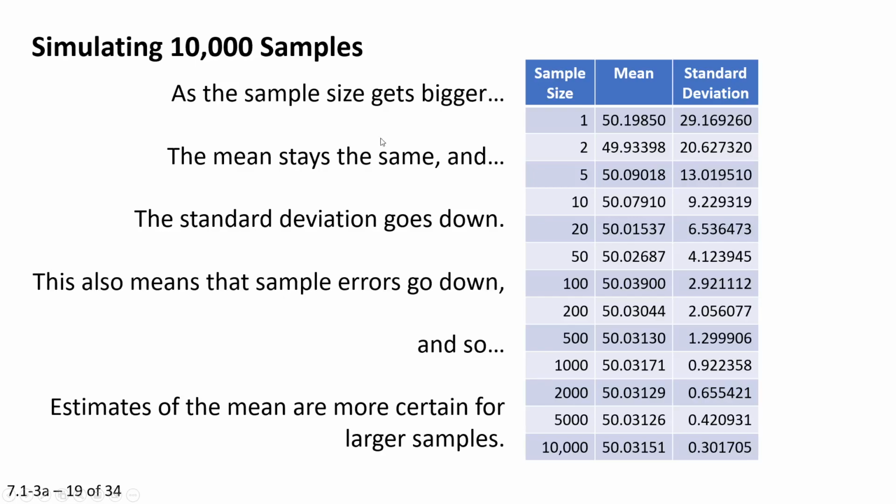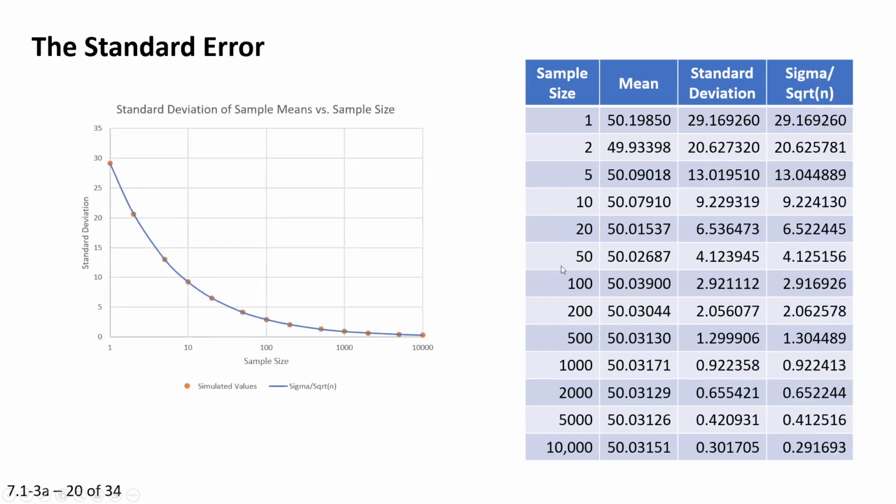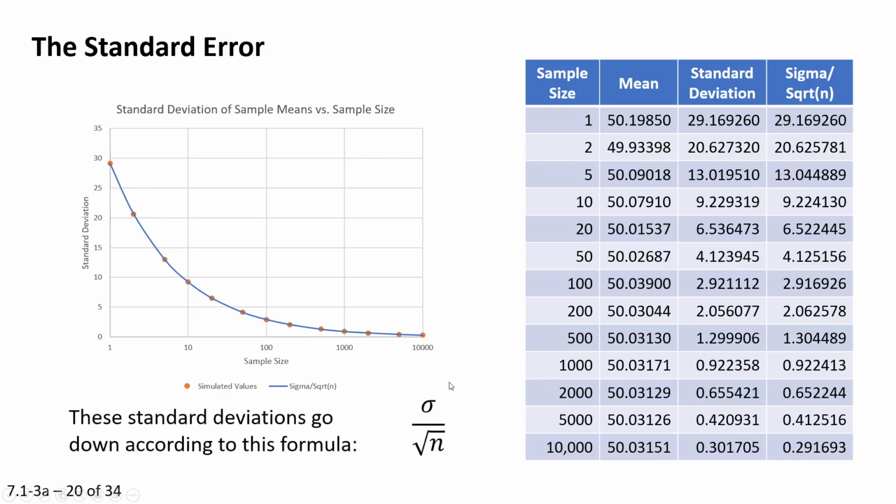So as sample size gets bigger, the mean stays the same and the standard deviation goes down. This also means that sample errors go down, and so estimates of the mean are more certain for larger samples. If I'm taking 5,000 samples, I have a much smaller margin of error than if I'm just taking 10 samples, as you can see here. So here's the way in which we can actually model this. As it turns out, this drop here is basically a square root of n drop here. So if we start off here with just one sample, this is what we start off with.